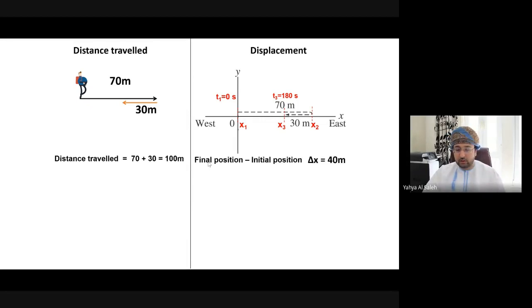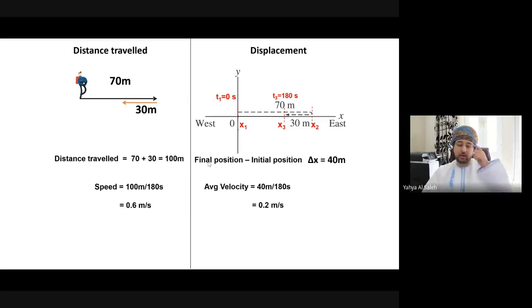All right, so distance, 100 meters, displacement, 40 meters. Speed is 100 over 180, 0.6 meters per second. But average velocity is 40 divided by 180, not 100, which means it's much, much slower, 0.2 meters per second.